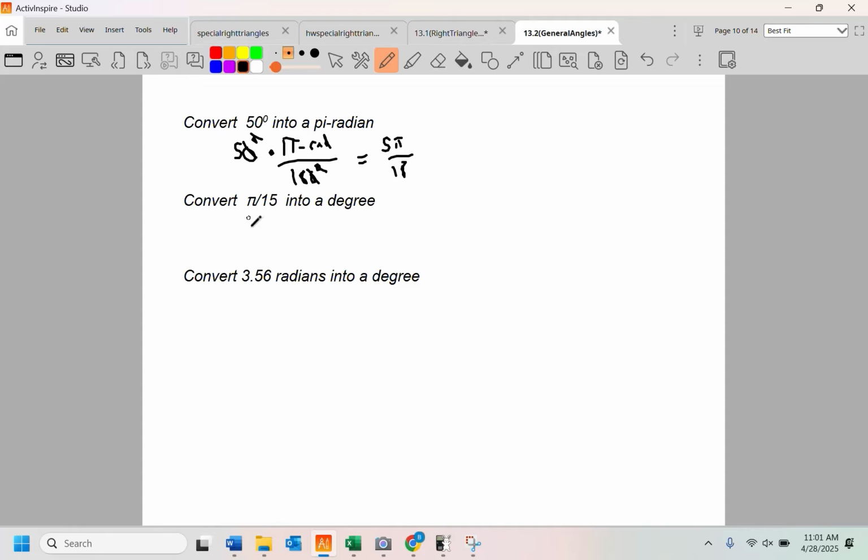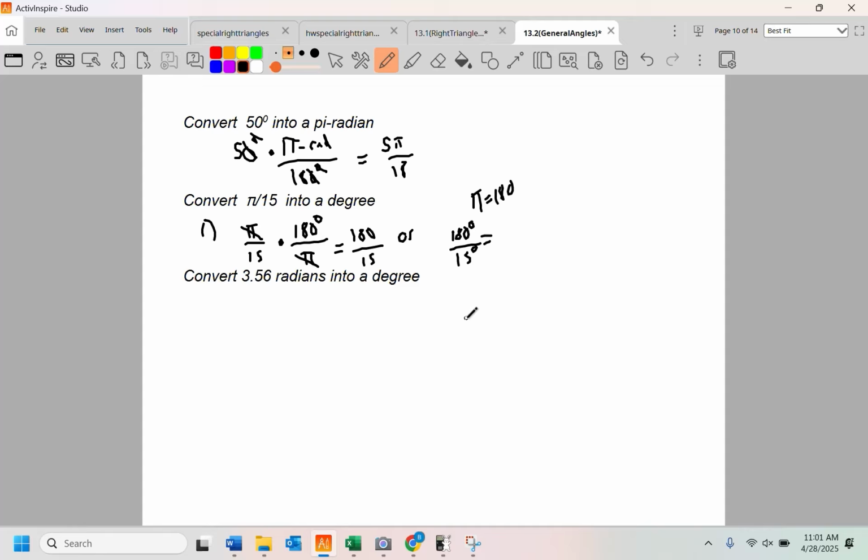Convert pi over 15 into a degree. There's one of two ways you can do this. You can multiply it by 180 degrees over pi, or since you know pi is 180, and this is what I usually do, I can just replace pi with 180 degrees and move forward with my life. But either way, you're going to get the same answer here because the pi's cancel, and you still have 180 over 15. And I'm going to reduce that right here.